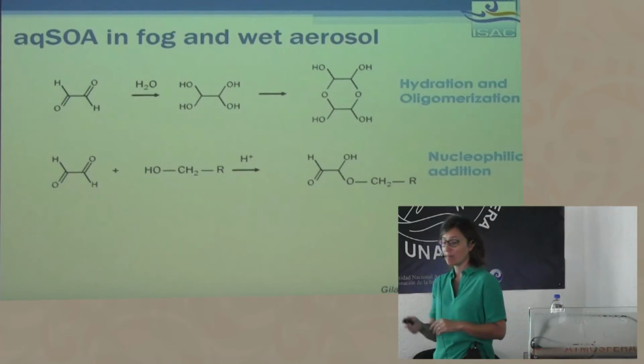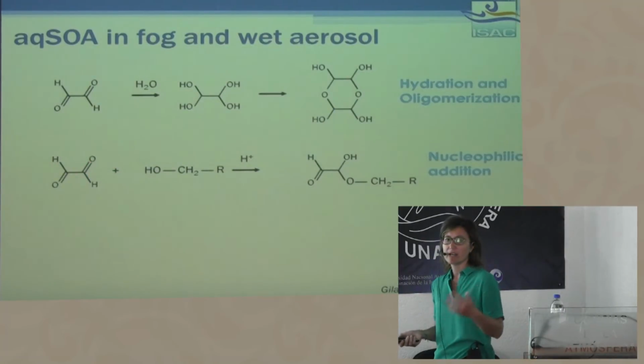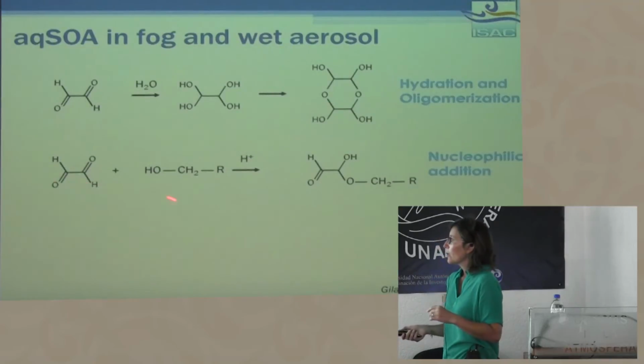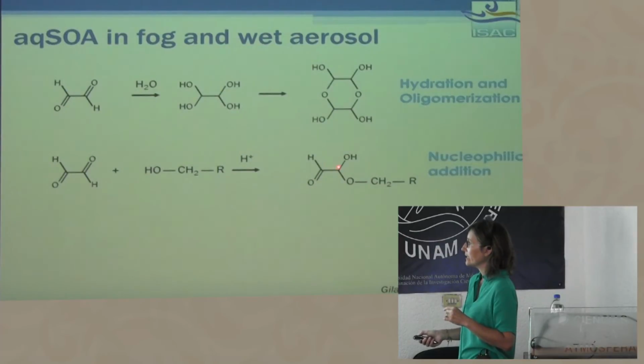Another kind of dark chemistry reaction is the nucleophilic addition. In this case, you have the glyoxal, but you can actually have other aldehydes or ketones. And then the carbonyl groups react with the alcohol group to form this new structure with a carbon-oxygen-carbon bond.